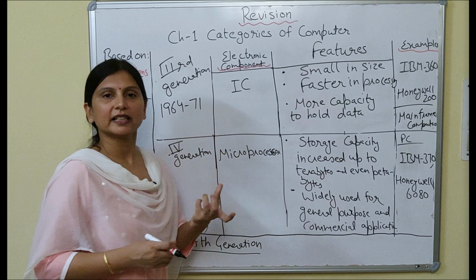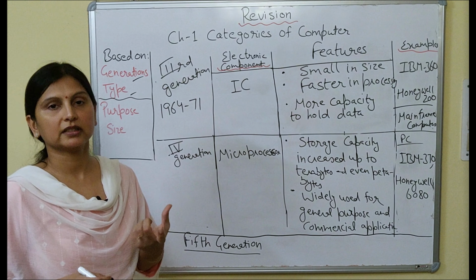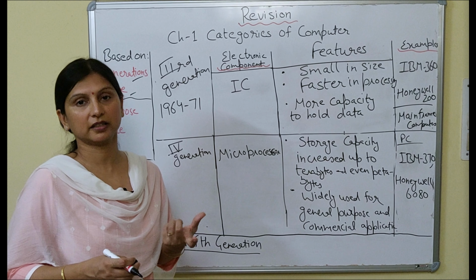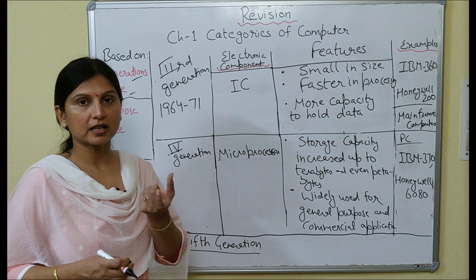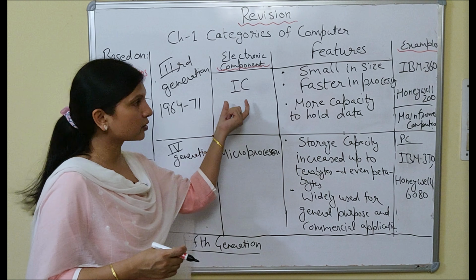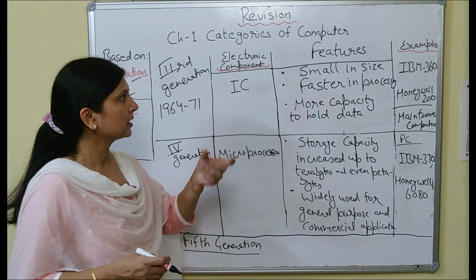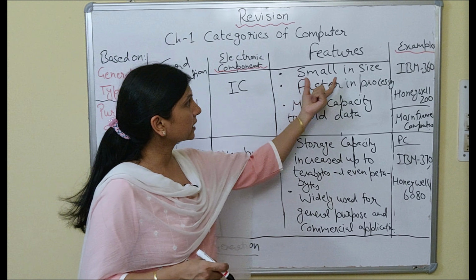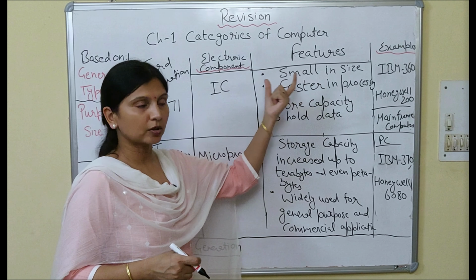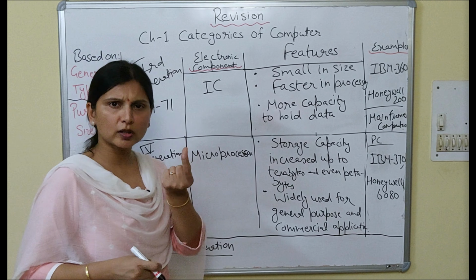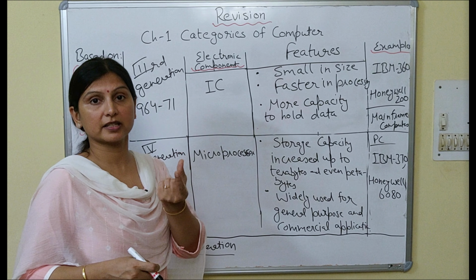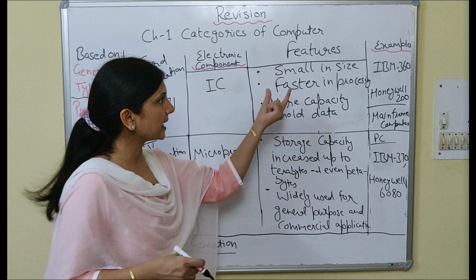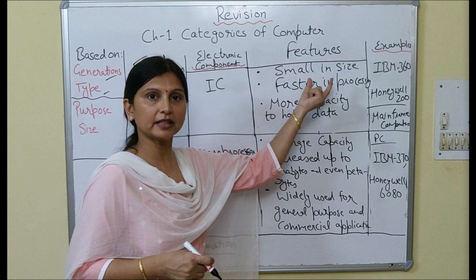See, integrated circuit, it's a circuit containing hundreds of transistors and other electronic components on a small chip, and that chip is called IC. Fine. Now, features of third generation computer: small in size. Because of this IC, these are small chips containing hundreds of transistors and other electronic components. Fine. And due to the small size of ICs, automatically size of computer has been reduced.